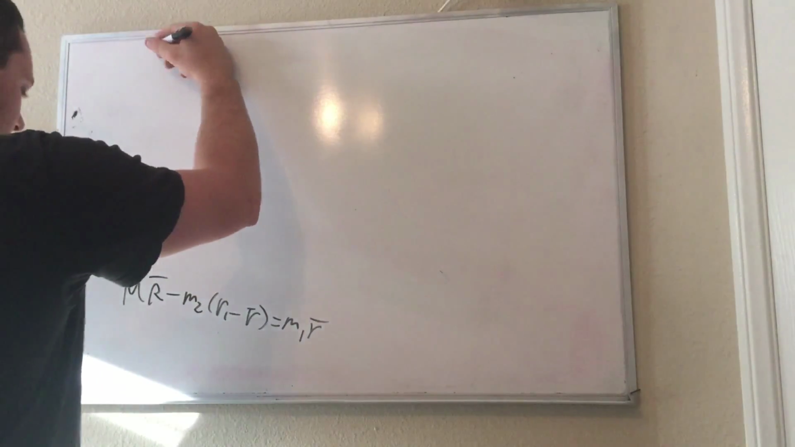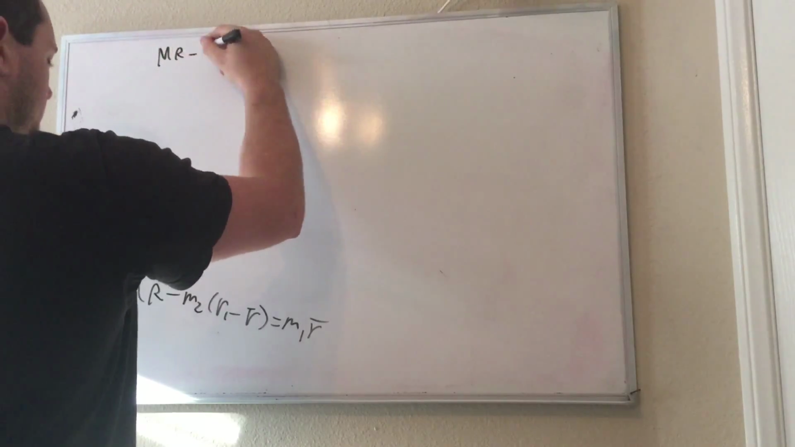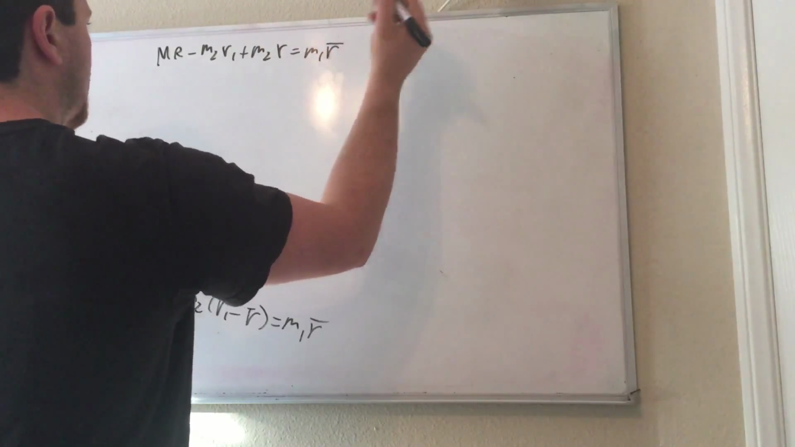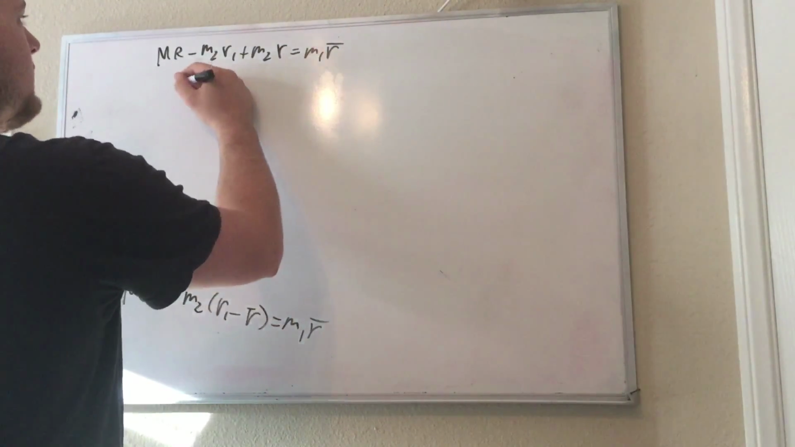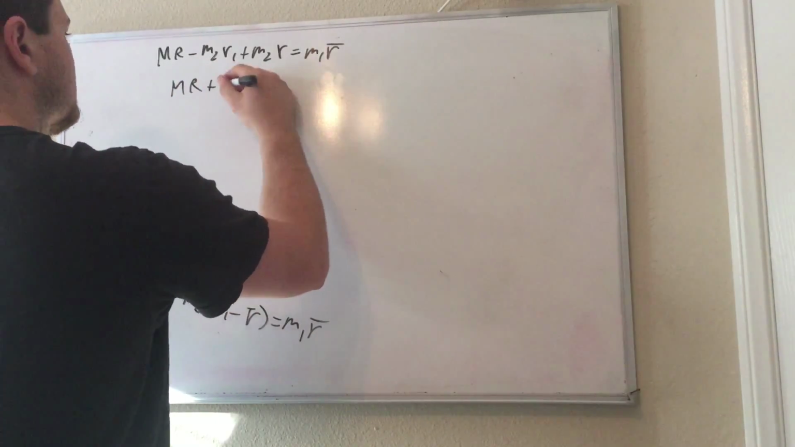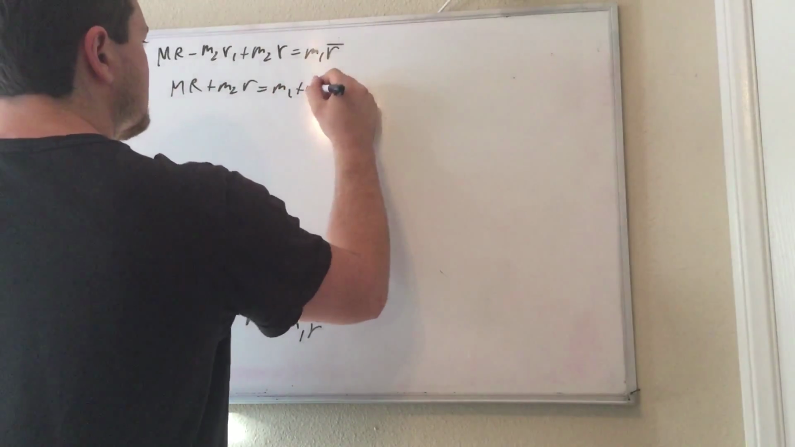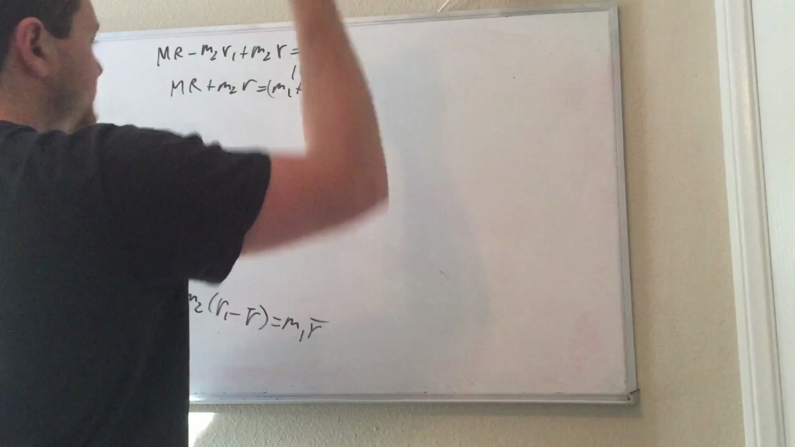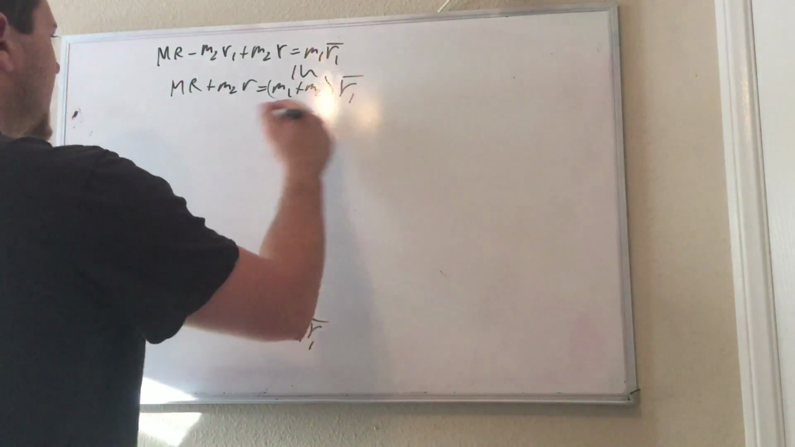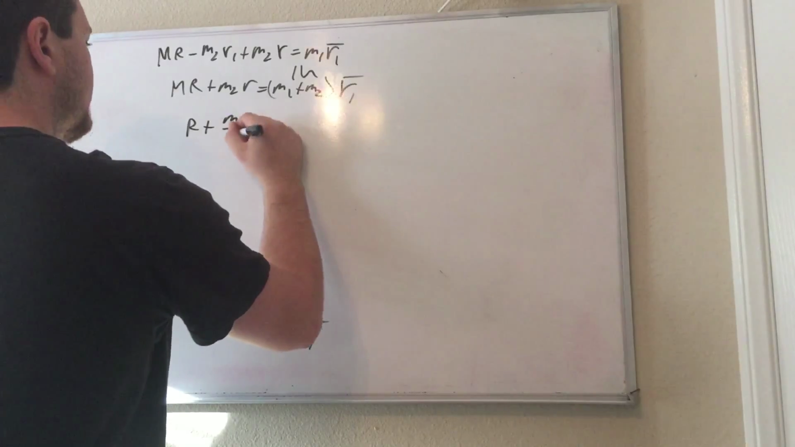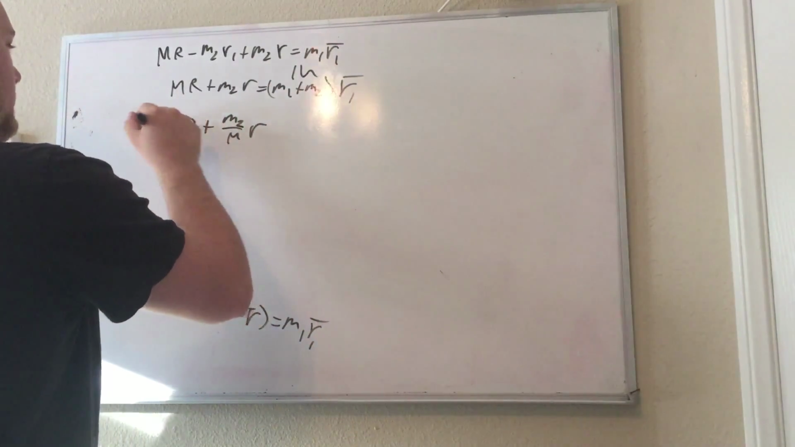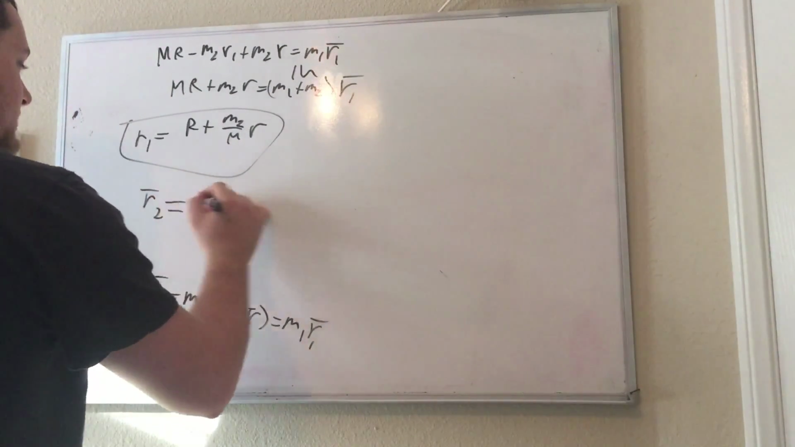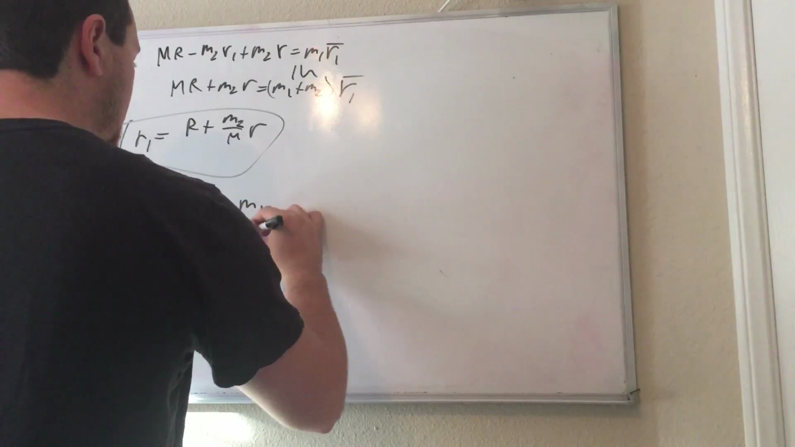More namely, we know that MR minus m2 r1 plus m2 r equals m1 r1. Or, factoring this out even a little bit more, we can see that this is MR plus m2 r equals m1 plus m2, which is M, times r1. We'll divide through. This is all r1. So let's divide through now. And we get that this is just R plus m2 over M r. This is what r1 is equal to. The exact same argument can be made for finding what r2 is. I'll leave that as an exercise to show that it's R minus m1 over M r.